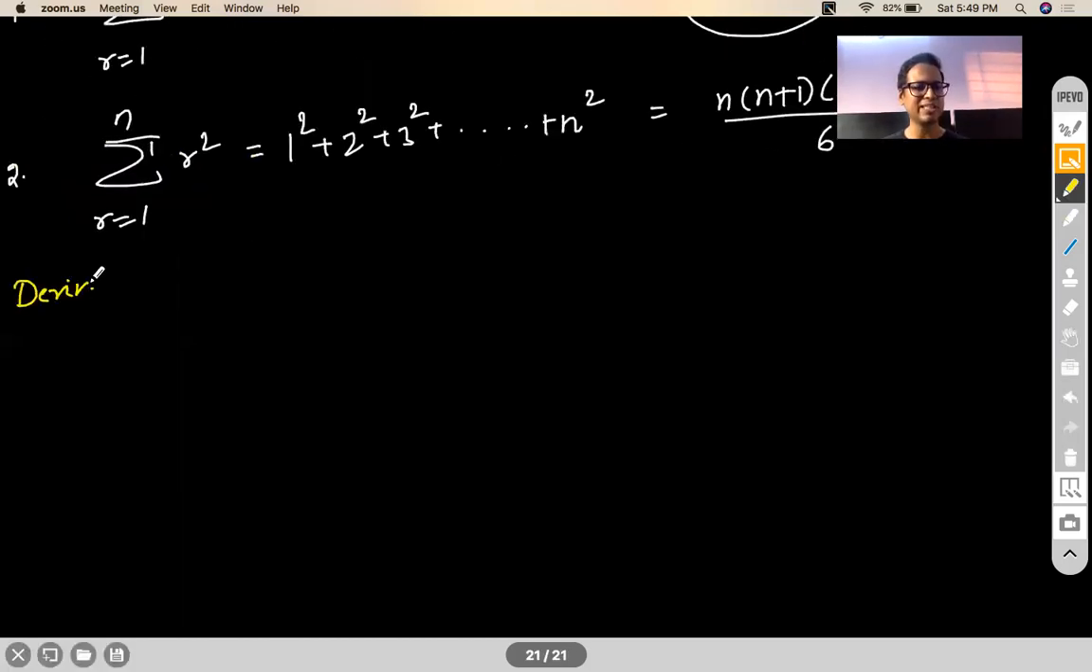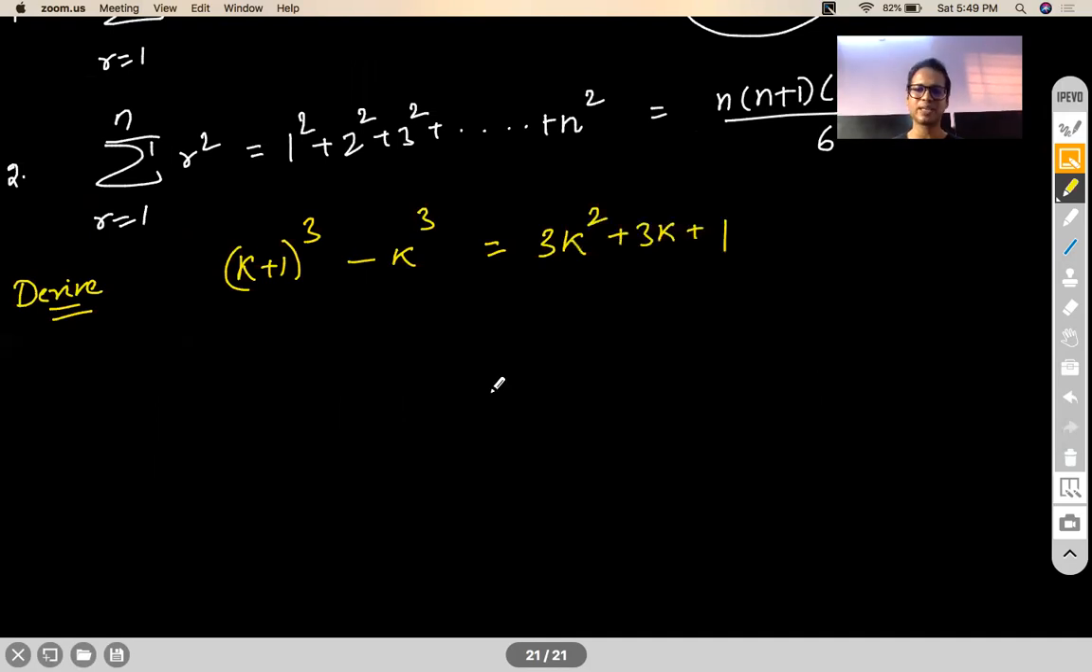I'll start with a very interesting expression, (k plus 1) cube minus k cube. If you expand this expression, you all know that it is 3k square plus 3k plus 1, isn't it? Now, some of you would be wondering why I chose this expression and what I am going to do with it. First of all, you all agree that this is an identity. It is a well-proven identity. No problem with this.